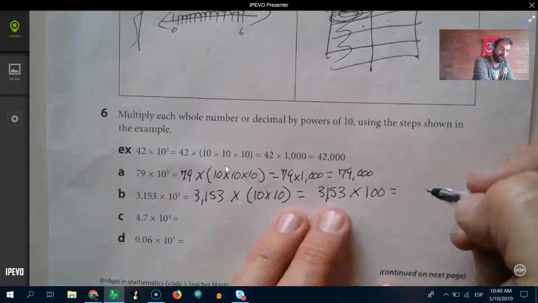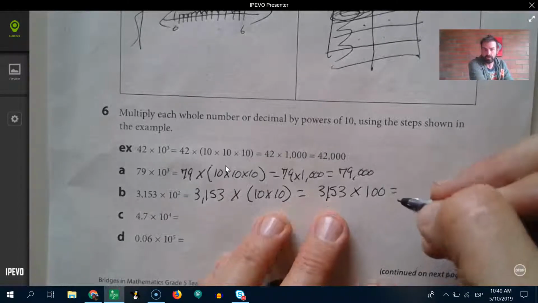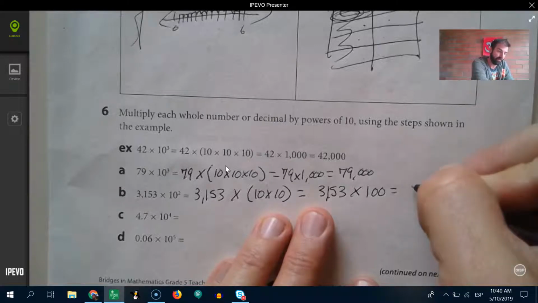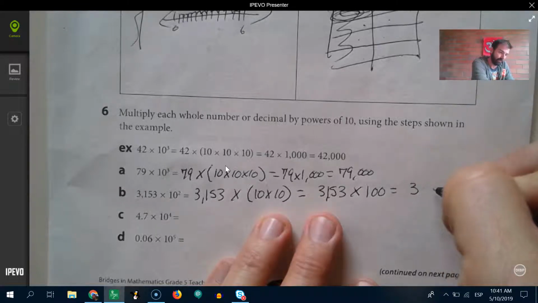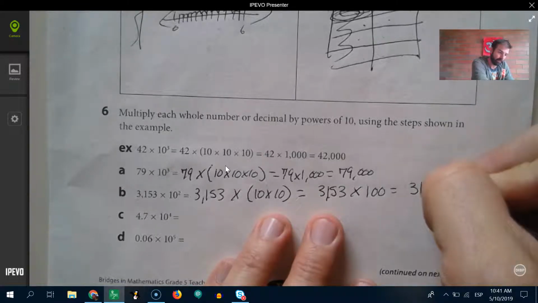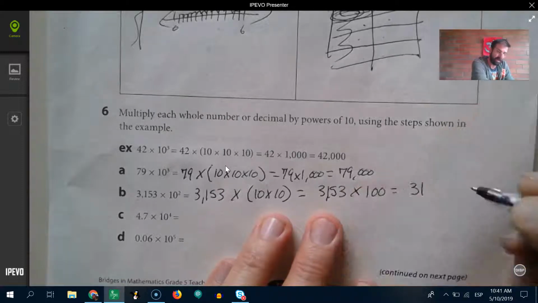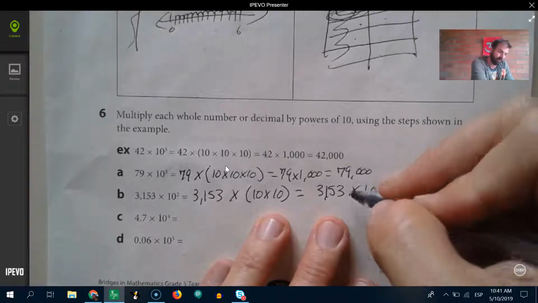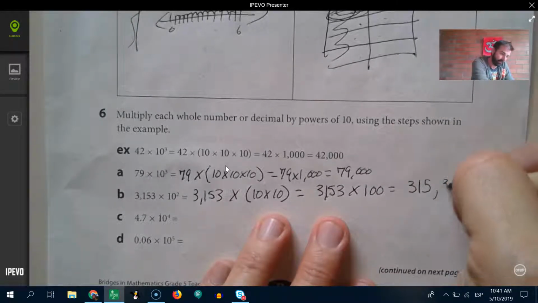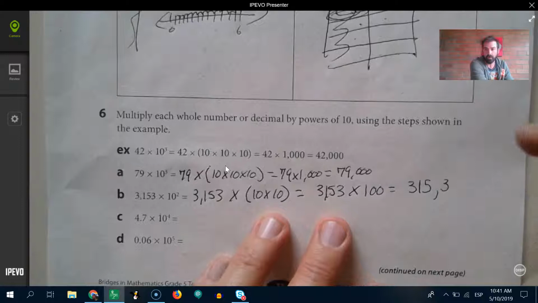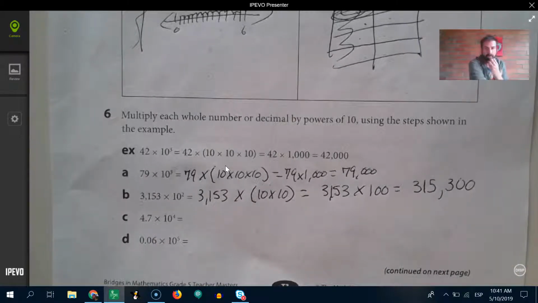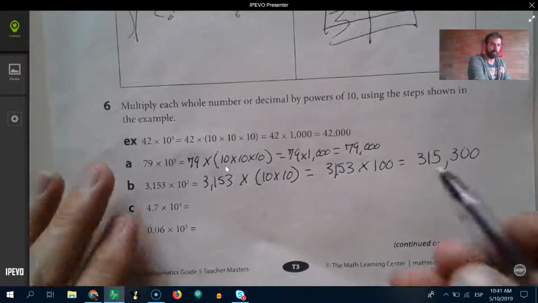And that's going to shift my number down 2 spots. So my 3,000 is going to wind up in the 300,000s. The 1 in the hundreds is going to wind up in the 10,000s. The 5 in the tens is going to wind up in the thousands. The 3 in the ones is going to wind up in the hundreds. And well, we can't write a number like that. We're going to have our 2 zeros there. So 315,300 is the correct answer.